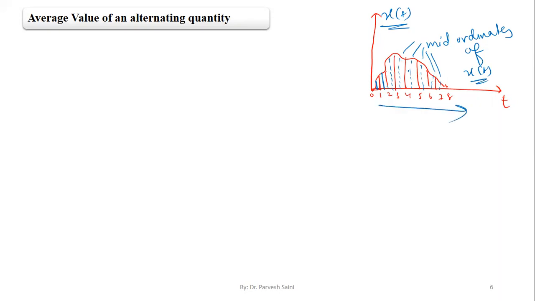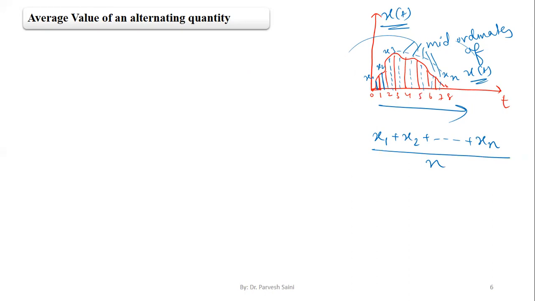So what we do is we add all these mid ordinates. Let us say this is x1, this is x2, this is x3, and so on, up to some xn. To get the average value of this signal, we add all these, x1 plus x2 and so on up to xn, and divide it by the number of instants. This is how we can find the average value of an alternating quantity.